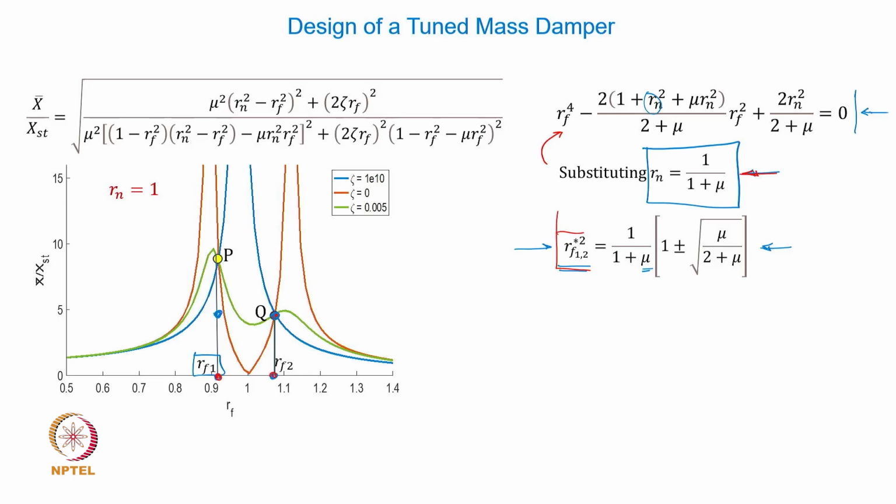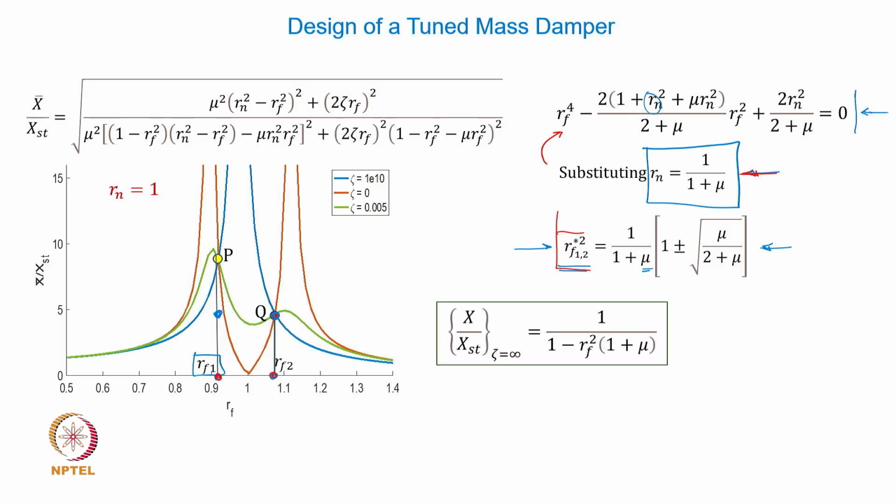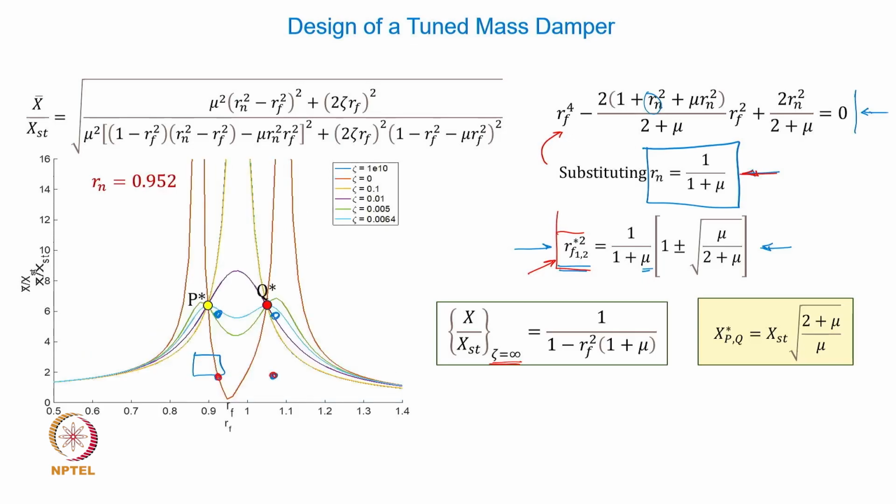And then what we can actually do is to use the expression for the response corresponding to this zeta equal to infinity. Now the graph of the response for infinite damping ratio also pass through P and Q, and so if you substitute for RF star 1 and RF star 2, which you can obtain from this expression, you can get the amplitude ratios for P and Q. Now this amplitude ratio P and Q would obviously be equal, and which relates to this graph.